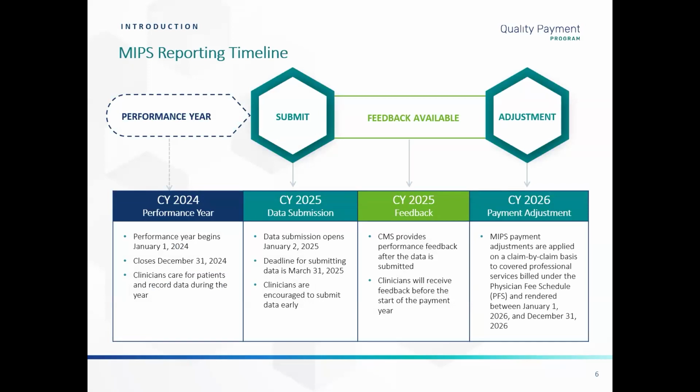So just as a reminder, as I was saying, we are in this performance year for 2024. It ends at the very end of the calendar year, and then we go into our data submission period. And that is when you're submitting your 2024 data. And this is for all the performance categories. You will submit for quality, improvement activities, and promoting interoperability. Cost, the fourth performance category, is calculated by CMS.